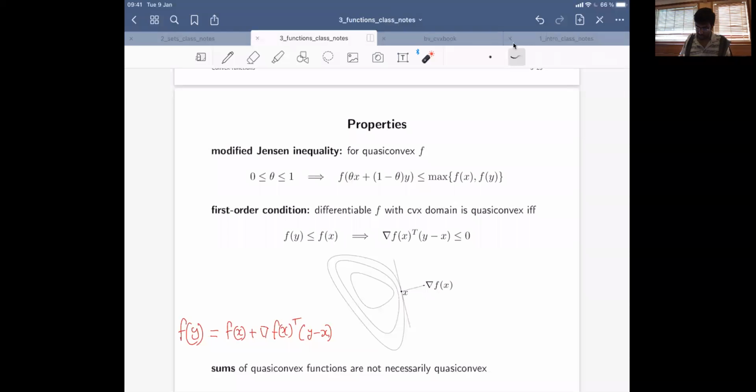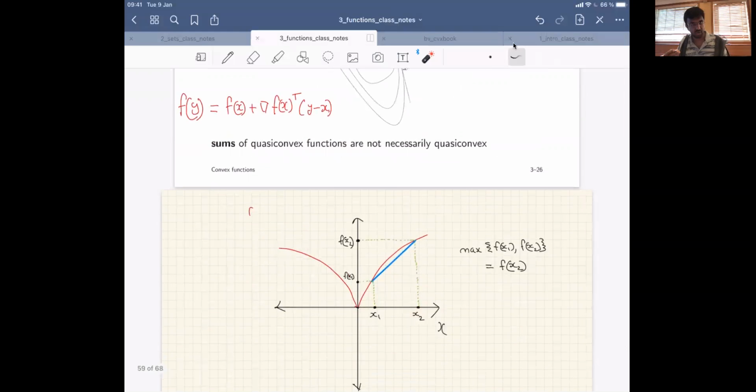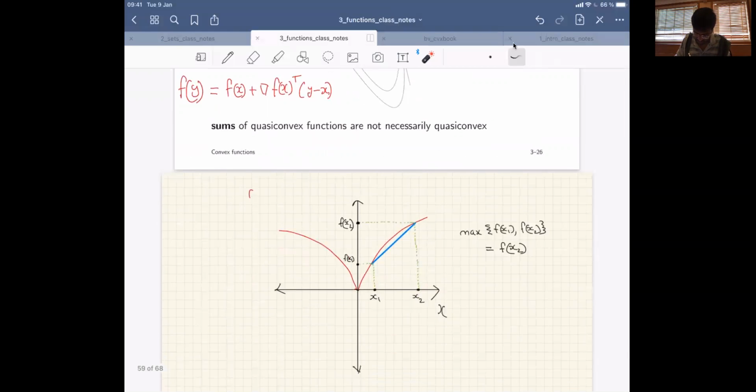Yeah, so we know the normal Jensen's inequality. Here, for a quasi-convex function, of course, that usual Jensen's inequality will not hold, right? So what we do is we go for a modified version of that inequality. So we have a quasi-convex function here.